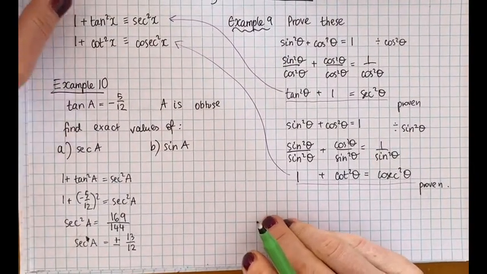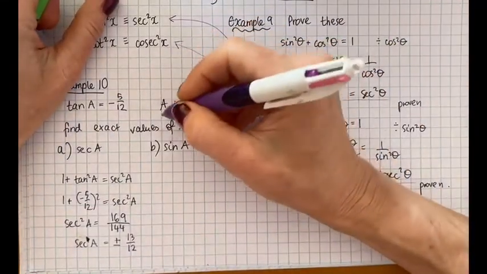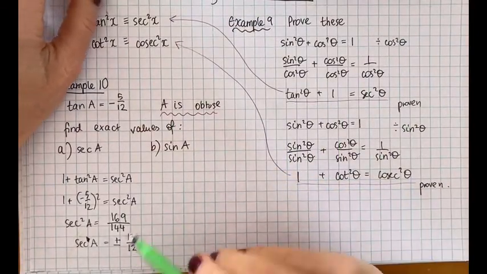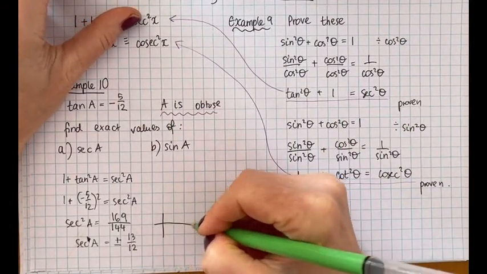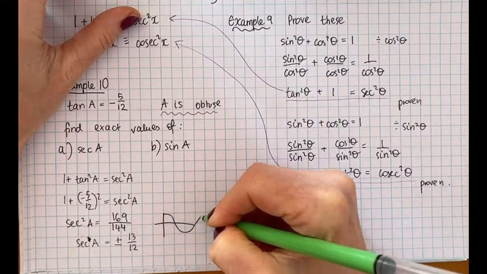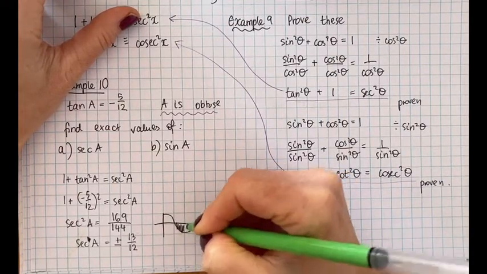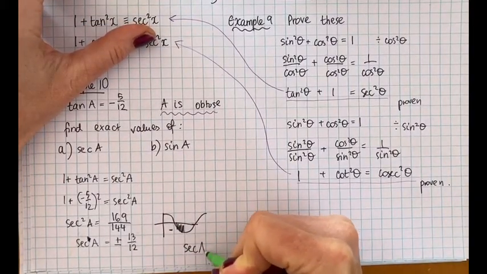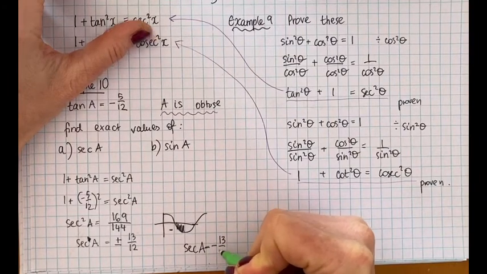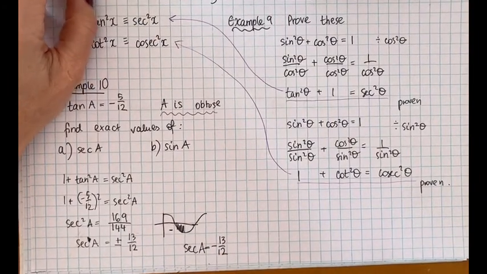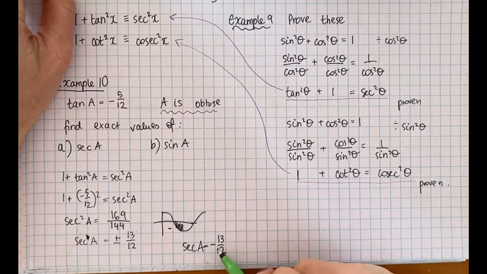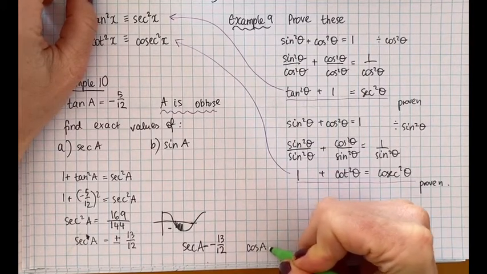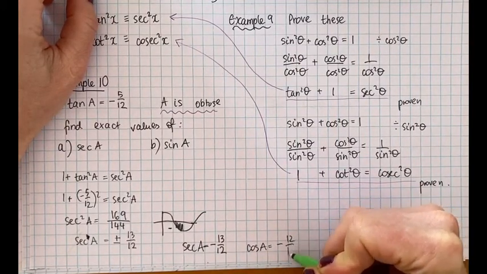Now to identify whether it's positive or negative, we've got to consider the fact that A is obtuse, and when A is obtuse, if you look at the cos graph, here's our obtuse angle, so it's minus. So that gives me sec A must be equal to minus 13 over 12. Okay, to find sine A, once you've got sec A, you've got your cos A. Cos A is equal to minus 12 over 13.